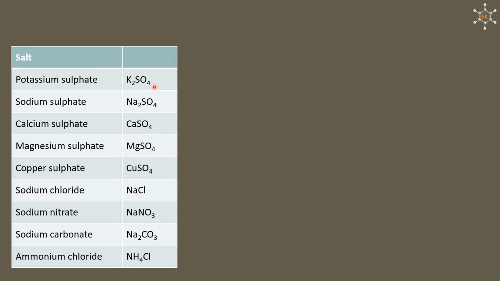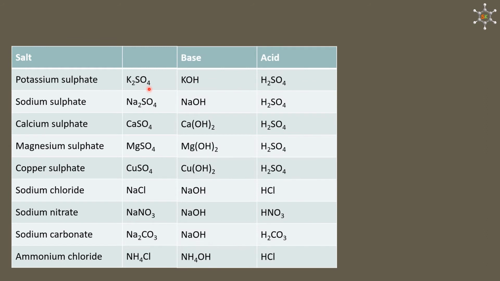To find out the acid and base component present in a particular salt, add OH minus to the cation and H plus to the anion. Accordingly, we get potassium hydroxide as a base present in K2SO4 and sulfuric acid as the acid component of K2SO4. Similarly, Na2SO4 is made up of sodium hydroxide and sulfuric acid. Calcium sulfate is made up of calcium hydroxide and sulfuric acid. Magnesium sulfate is made up of magnesium hydroxide and sulfuric acid.